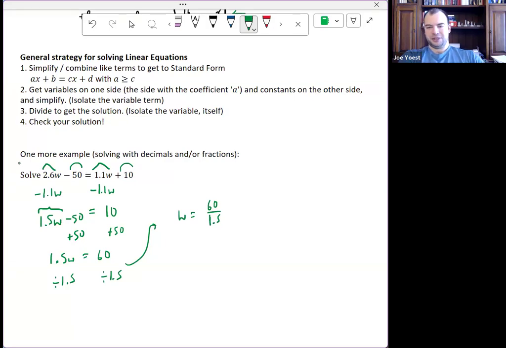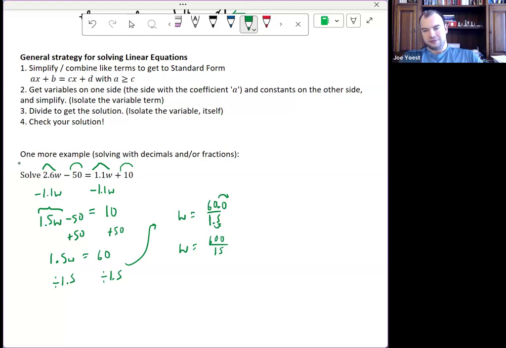I probably want to simplify this answer. And I might remember from Math 80 or from previous work that I can, in the numerator and denominator, move the decimal point one place to the right or left, or two places or three places, as long as I do it to both the top and the bottom. So 60 is 60.0 and 1.5 on the bottom. I move both of those decimal points one place to the right to give me 600 divided by 15.